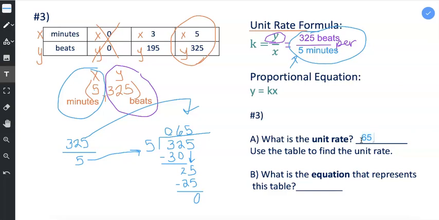65, and then B for beats, P for per, M for minutes. So the unit rate is 65 beats per minute. Now we move on to the equation.